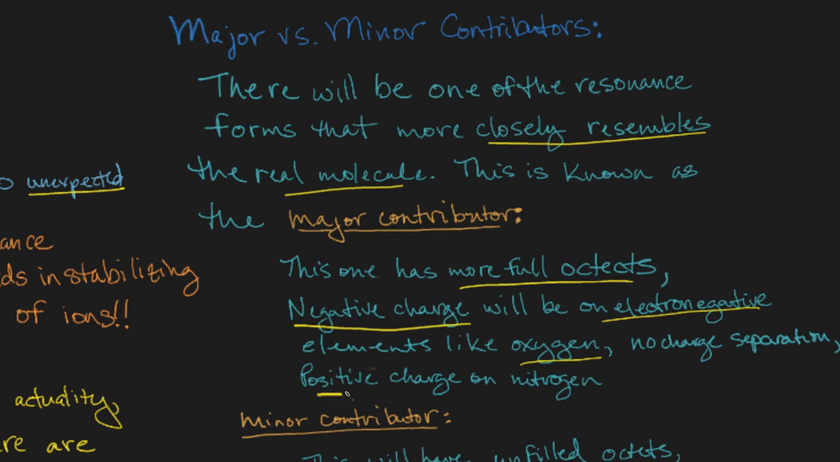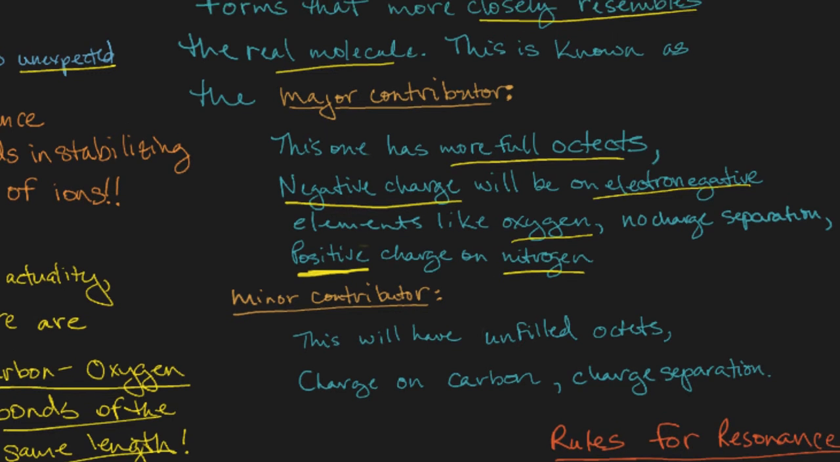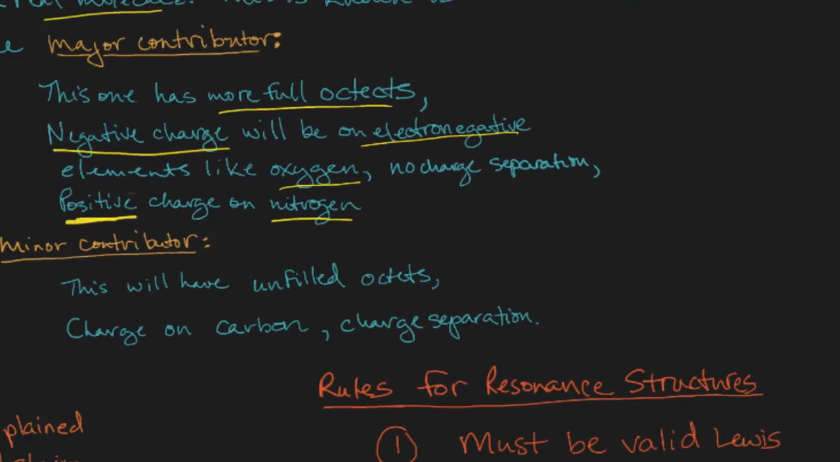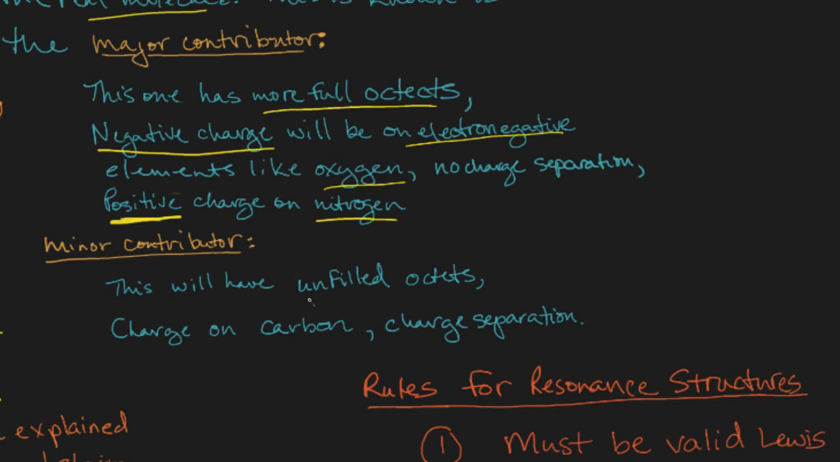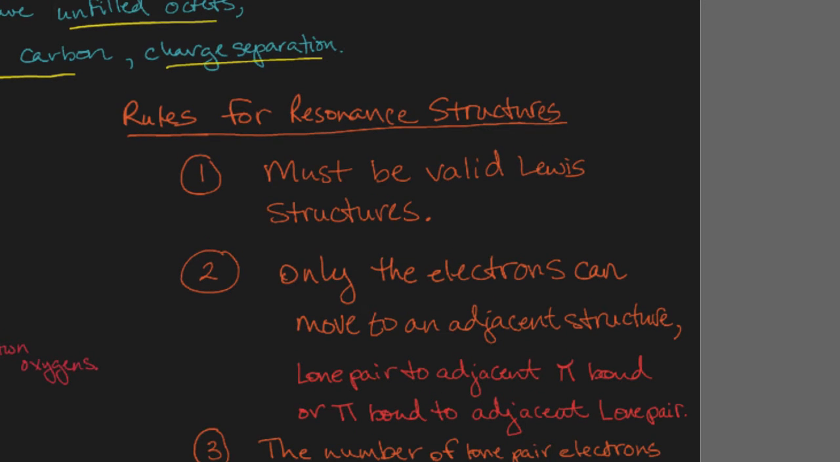And then we can have positive charges on elements like nitrogen. Even though it's an ion, there are many stable compounds that have nitrogen with a plus charge on it. Minor contributors will have unfilled octets, charges on carbons, charge separation. All these things are undesirable and make it unstable. So the major contributor will have a higher percentage over the minor contributor. You'll see it more often than you will see the minor contributor in the actual resonance hybrid. So what are the rules for drawing these resonance structures?